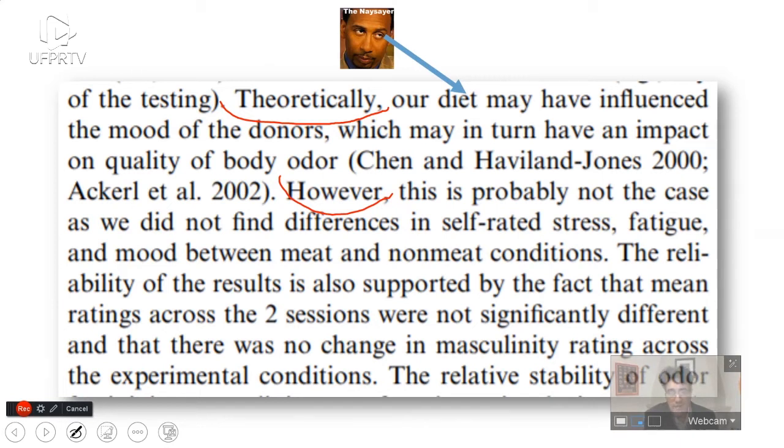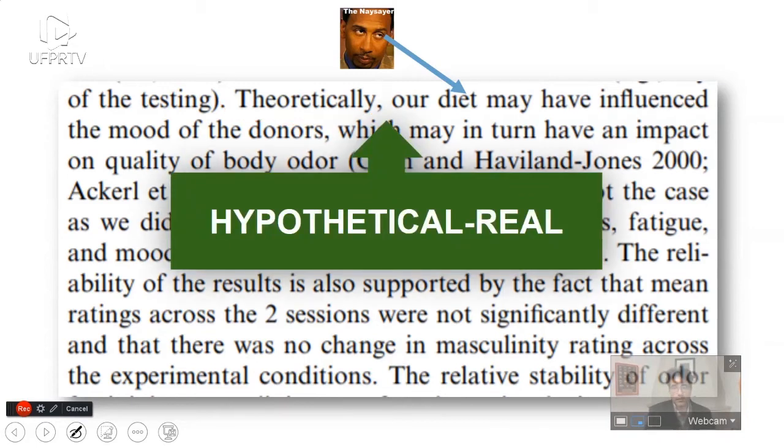So this is the author saying, I see you, Mr. Naysayer. I know what you're thinking, but hey, this is what we did to prevent that from being an interpretation of our results. This move of saying this is what hypothetically could be the case, this could be a hypothetical interpretation of our results, but this is why we don't think it can be interpreted that way. That's called a hypothetical real move. This is a very useful move to make in your discussion of your results, because you acknowledge what people could think.